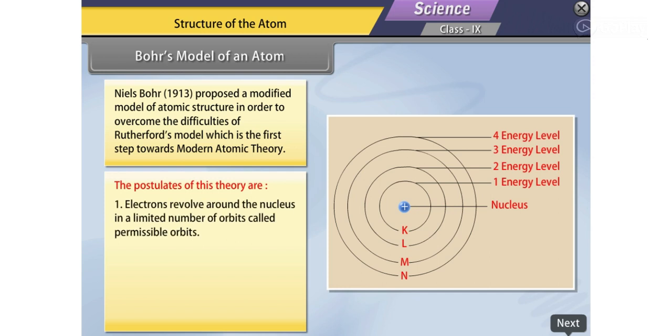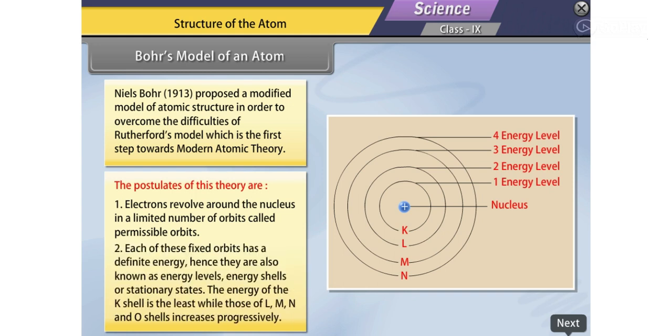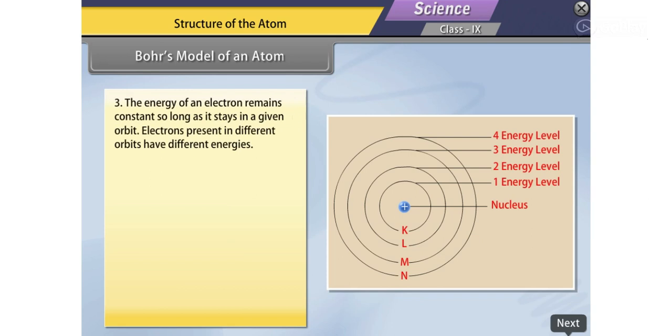1. Electrons revolve around the nucleus in a limited number of orbits called permissible orbits. 2. Each of these fixed orbits has a definite energy, hence they are also known as energy levels, energy shells, or stationary states. The energy of the K shell is the least, while those of L, M, N, and O shells increase progressively.